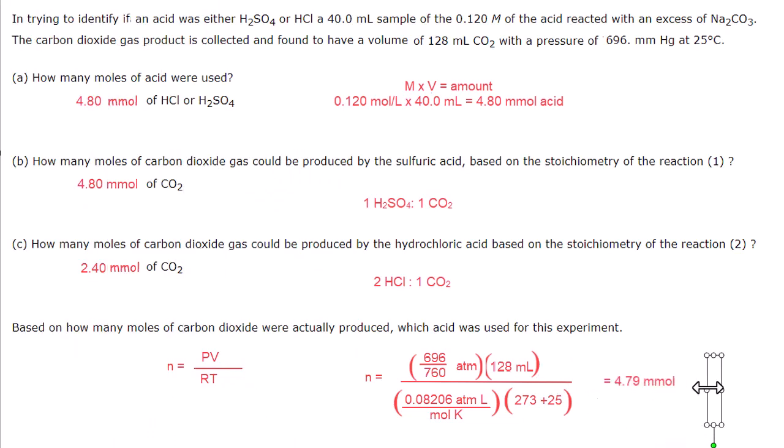We can just say, okay, 4.79 was the actual value on the calculator. And that matches the sulfuric acid with a 1-to-1 molar relationship. Had this been hydrochloric acid, we would have produced half as much carbon dioxide because compared to sulfuric acid, hydrochloric acid is half the acid that sulfuric is.